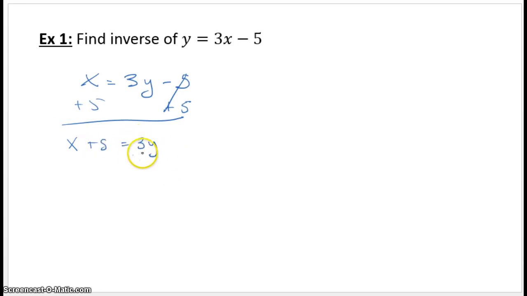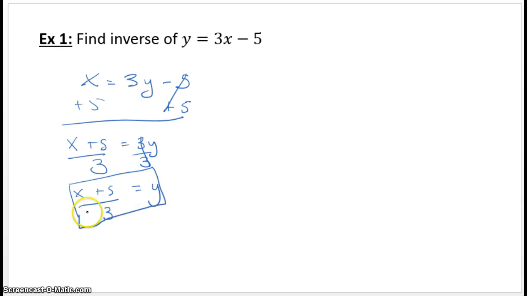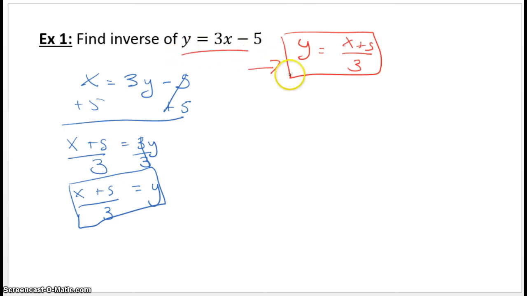Now to isolate y, I'm going to go ahead and divide by 3. Divide by 3, what you do to one side, you do to the other. 3 divided by 3 is going to give me 1, or 1y is equal to x plus 5 over 3. This becomes then my inverse function. If I compare it with this equation, I have that my inverse equation would be y is equal to x plus 5 over 3. This is my original, this is my inverse.